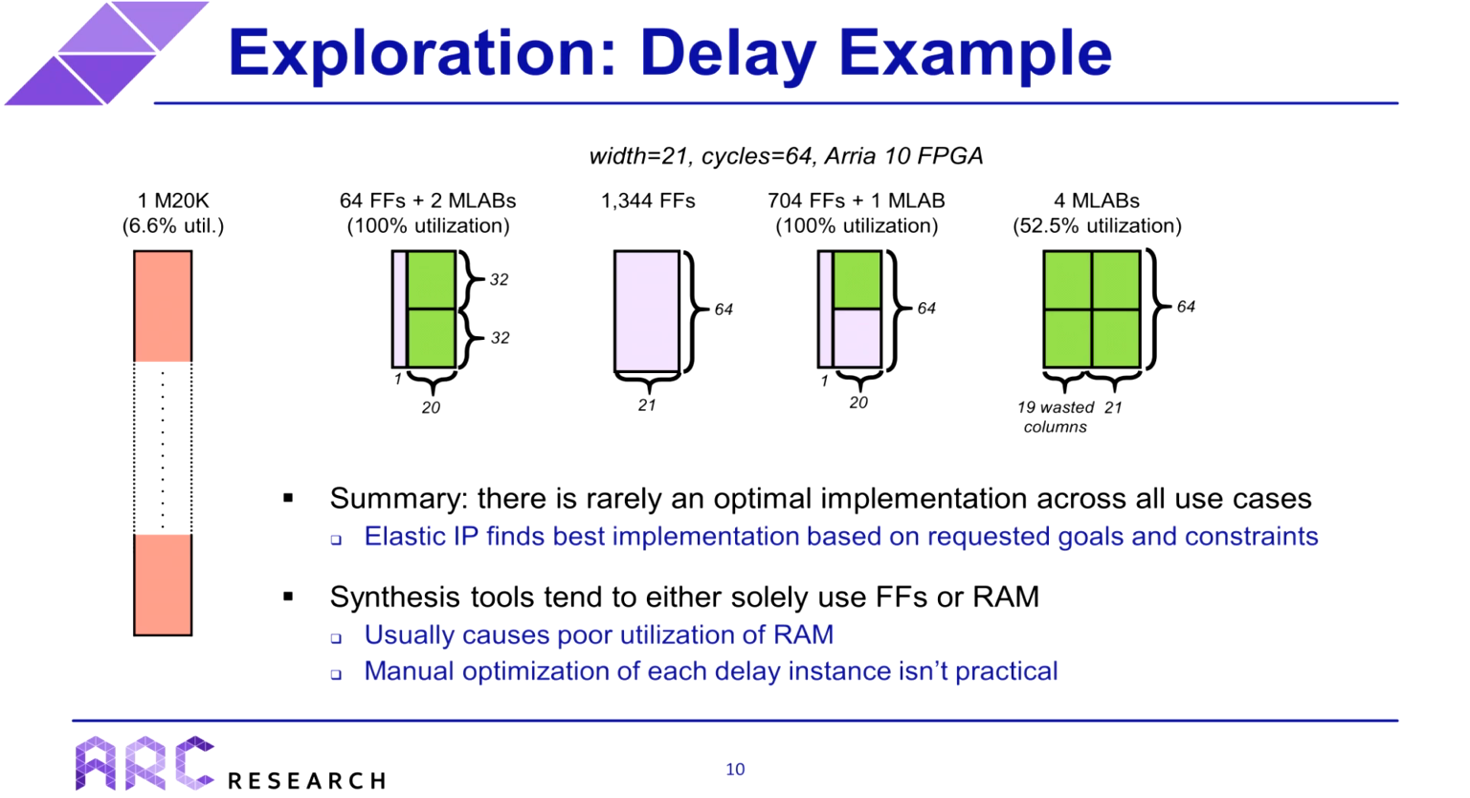And of course, a designer could manually perform all of these low-level optimizations that I've demonstrated through Elastic IP, but that requires a significant effort to identify the appropriate resource mix. You basically have to manually do the exploration that is being done by Elastic IP. It requires more effort to implement it, and even if a designer is willing to do that for a given delay instance, it quickly becomes impractical when you have a lot of delay instances in an application.